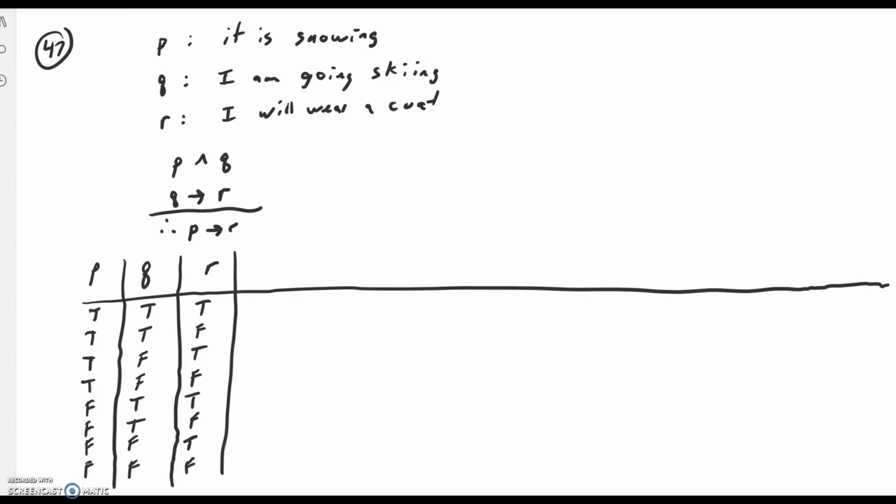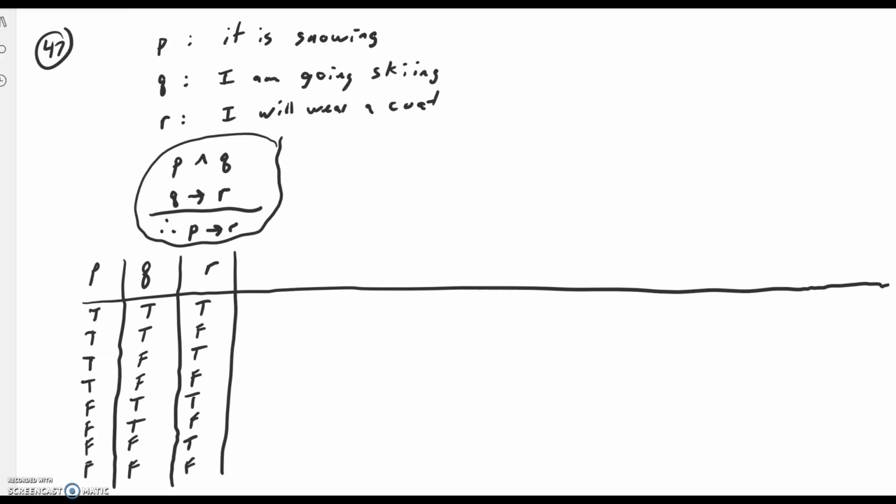So I defined my statements P, Q, and R. P, it is snowing. Q, I am going skiing. R, I will wear a coat. Then I translated their words into a symbolic form of an argument. Being a little bit lazy, I wanted that symbolic form to be on page 140, but it wasn't. So to decide the truth of this, I either have to use a truth table or I have to use some higher powered logic.